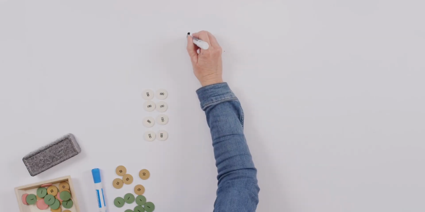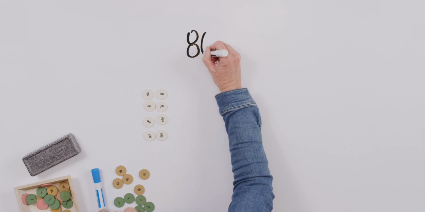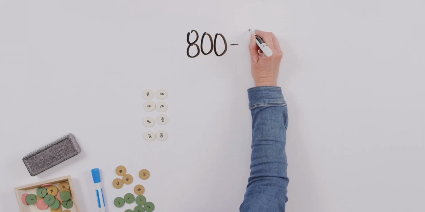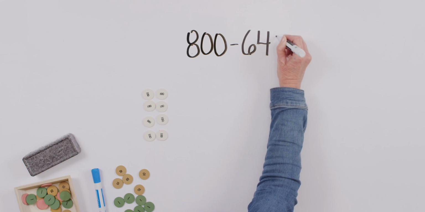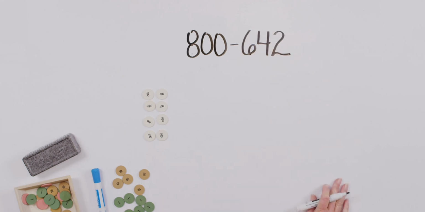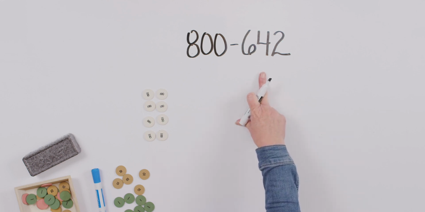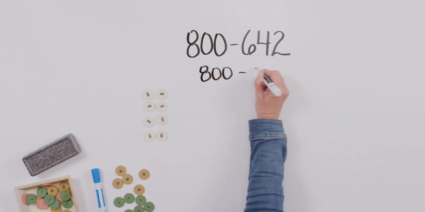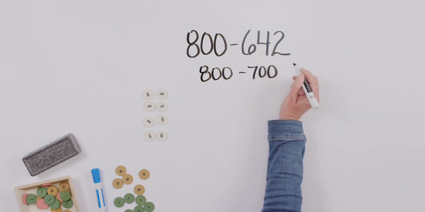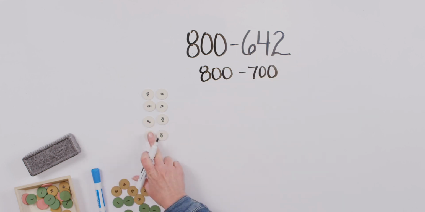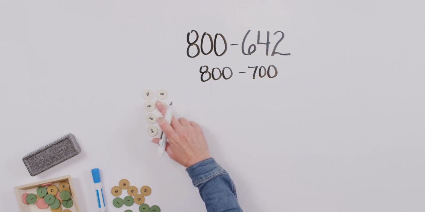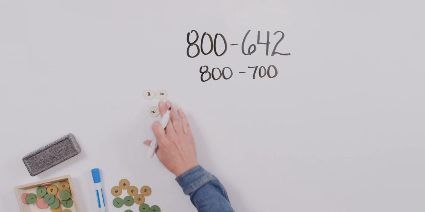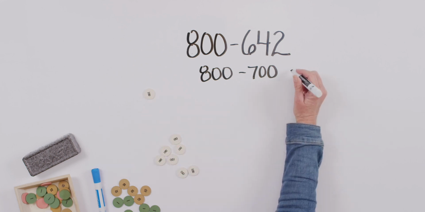Okay, let's do this one. See how we can move these numbers around. I've had 800, and I'm taking away 642. What are some ways you could make this easier to solve? We could round this up to 700 if we wanted to. So we could take 800 and subtract 700. So if I did that, here's my 800 right here. And if I took away 700, 2, 4, 6, 7, that does leave me with 100.